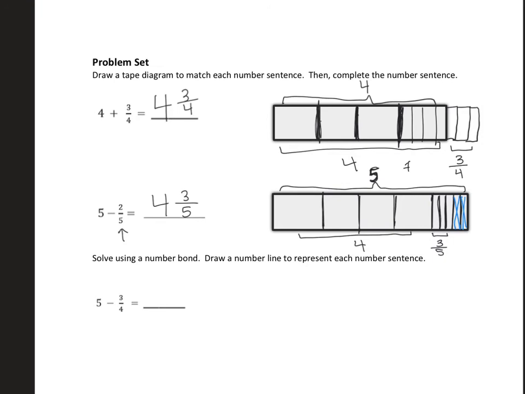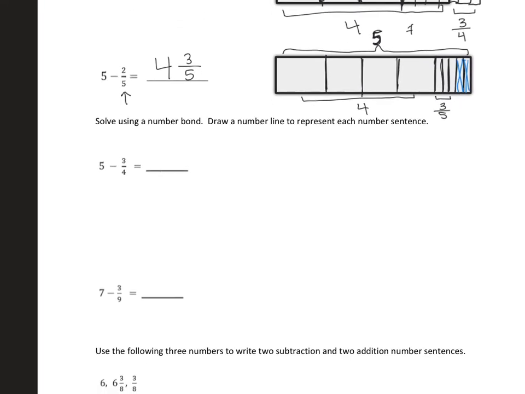All right, so now we are going to solve using a number bond, okay? And then it wants us to draw a number line to represent each number sentence, okay? So let's look at this first one. It says 5 minus 3/4, okay? I want you to think of 5 as our total, right, our whole number.